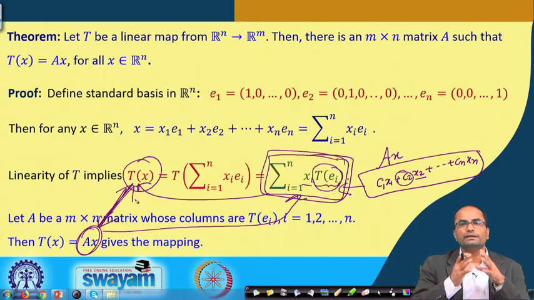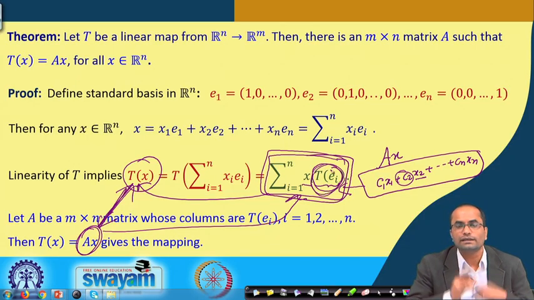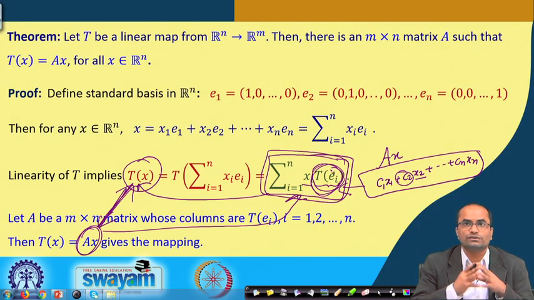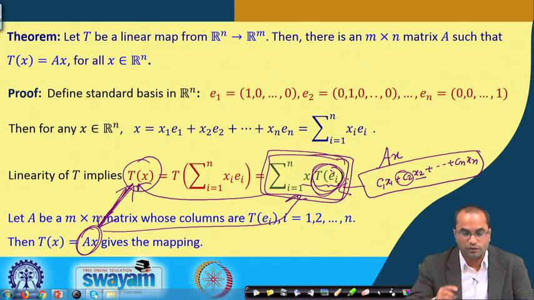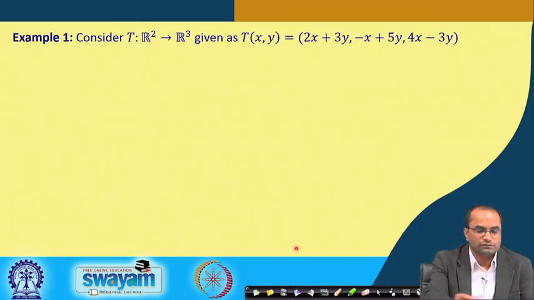So, by this simple idea, what we have seen is that for any linear map which maps the elements of R^n to R^m, we can have a matrix corresponding to this map T. We can have a matrix A of order m cross n, whose columns we can easily compute with the help of the T(e_i)'s, and this will give exactly the map from R^n to R^m. Now let us quickly go through some examples.